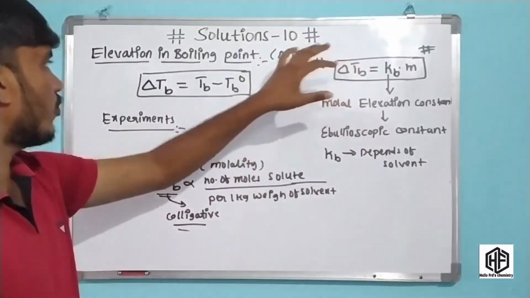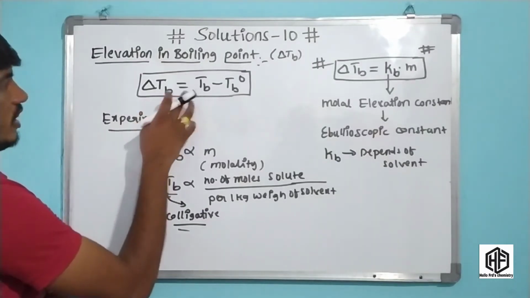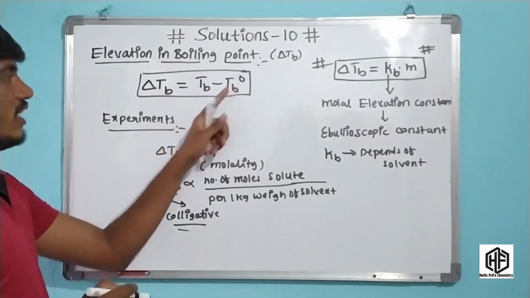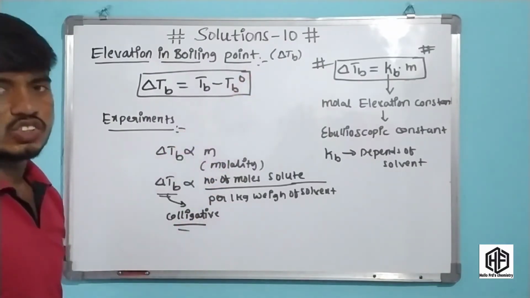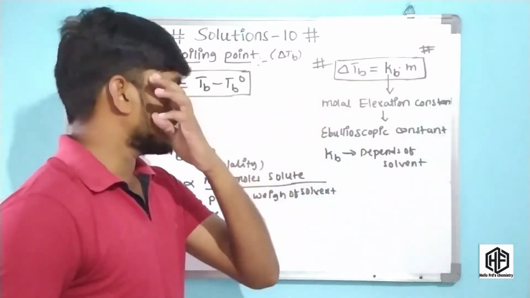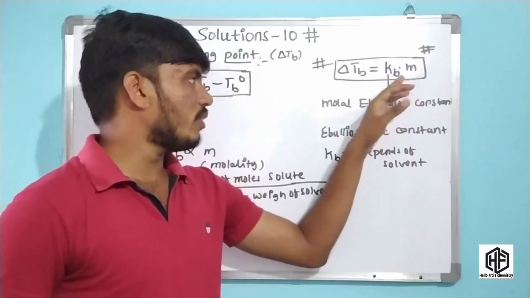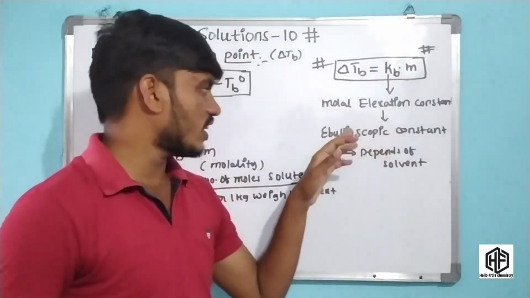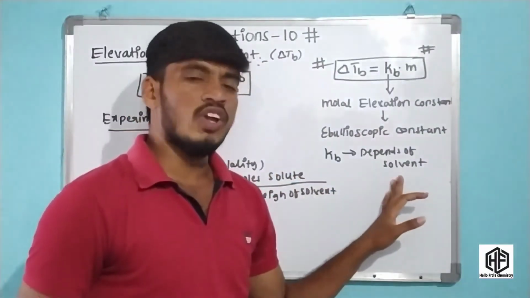This is the important formula for the elevation of boiling point. First, delta Tb is equal to Tb minus Tb naught. This Tb is called the solution boiling point. This Tb naught is called the solvent boiling point. Now delta Tb is equal to Kb into m. Here m is called molarity. Kb is the molar elevation constant or ebullioscopic constant, and it depends only upon the solvent.